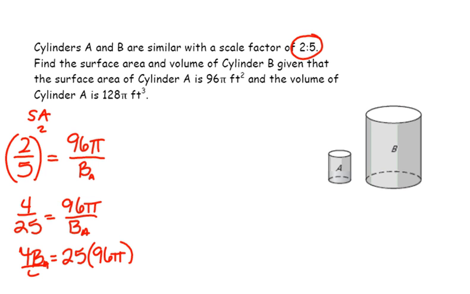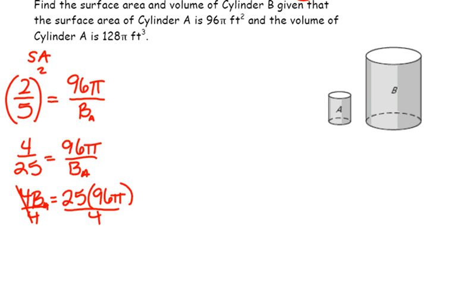So I divide both sides by 4, and those cancel, which means that, I'm running out of space here, the area of B is 600 pi, and the units are feet squared.